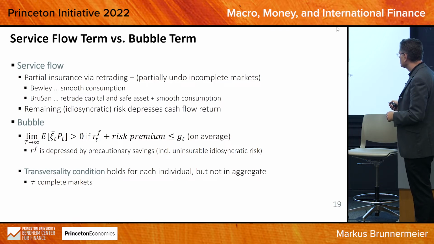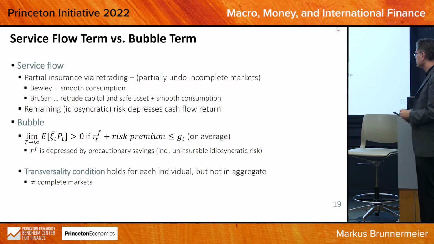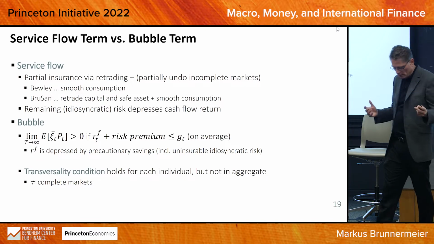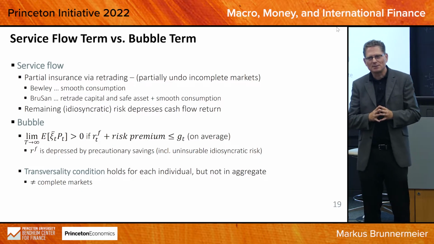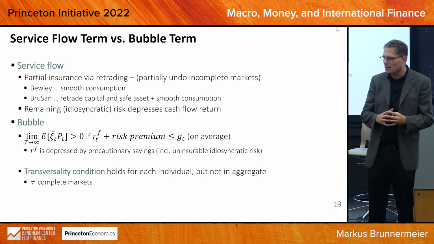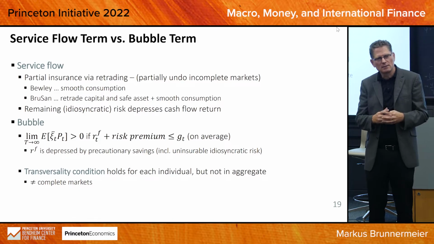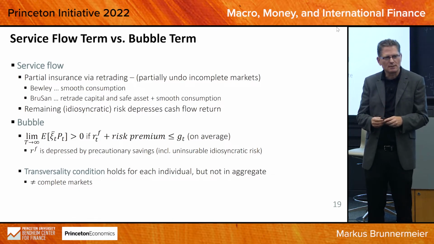And as I said, you can show that the risk-free rate plus the risk premium is smaller than the growth rate of the economy. And then I might say, okay, didn't you learn about the transversality condition in first-year graduate school? What's going on with my transversality condition? Did I violate it? Do you think I violated the transversality condition?